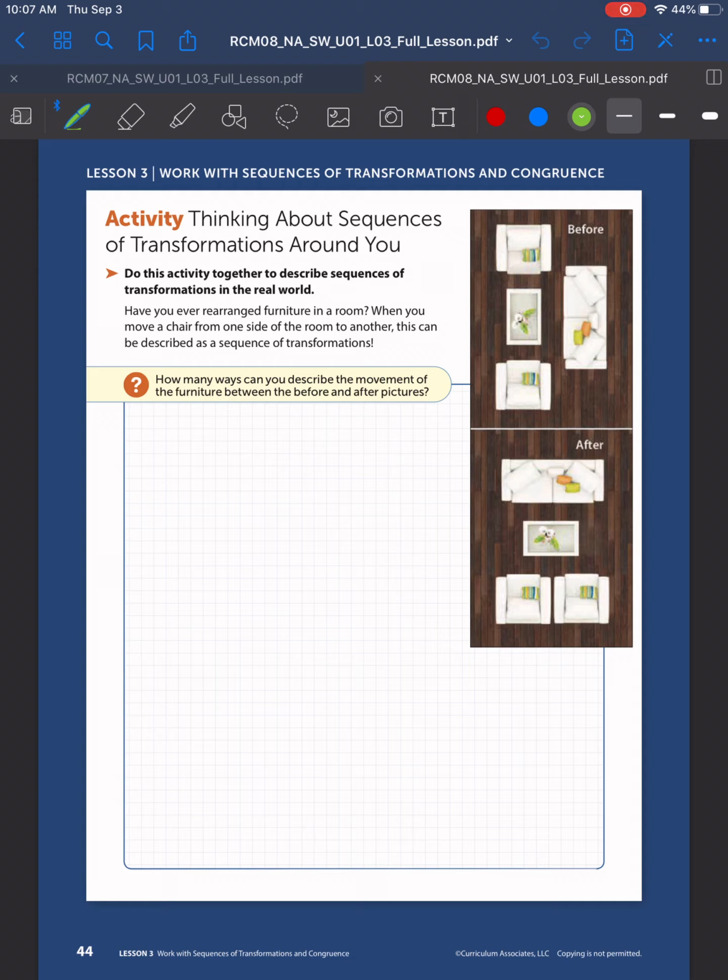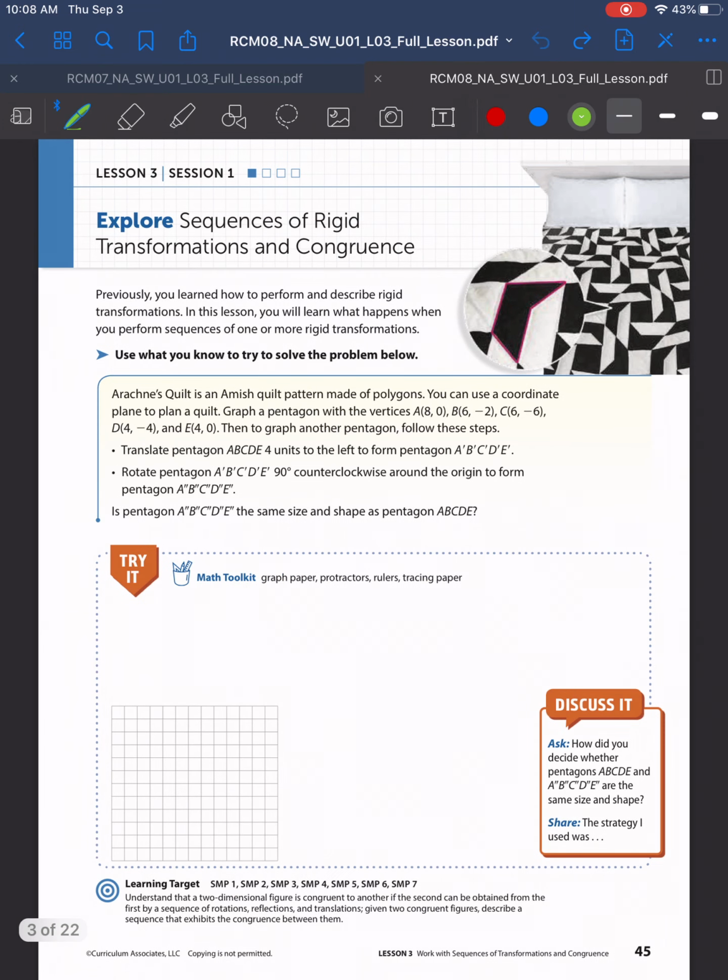I mean, maybe you would say that the couch translated and then rotated. Maybe you just say that the couch completely rotated into that spot. Maybe you would say that this chair slid over, and then maybe this chair slid down and then it rotated or it flipped in its spot. Okay, so come up with a whole bunch of different ways that you can describe the movements of that furniture. I'm going to go ahead and go on to the next page.